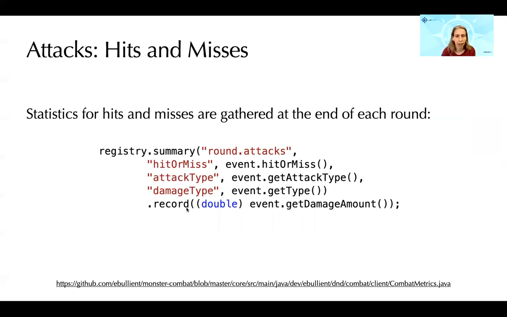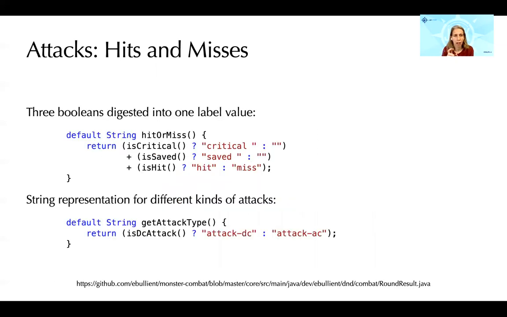If we look at hits and misses as another aggregated view, this is another case where we're looking across these dimensions, right? So we have hit or miss, attack type, damage type, in this case where we're trying to look at the damage of attacks in a round. I'm taking 3 Booleans, whether or not it's a critical, whether or not the hit was saved, and whether or not it hit at all, and putting them into one hit or miss value.